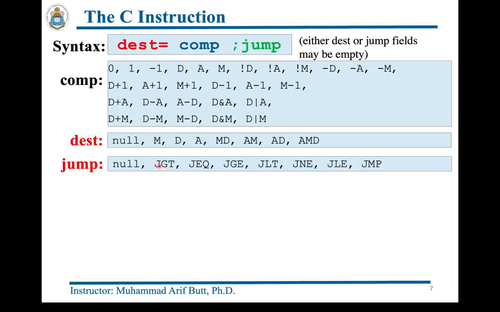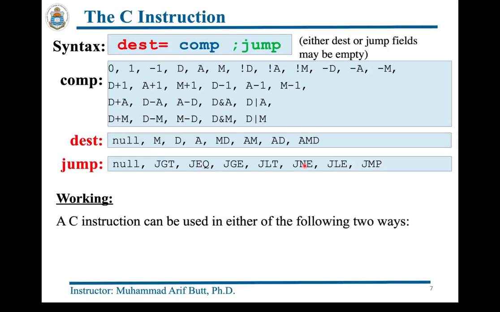For example, JGT means jump if the result of computation is greater than 0. JEQ means jump if the result of the computation is equal to 0. JGE means jump if the result of the computation is greater than or equal to 0, and so on. So to cut it short, the computation result is always compared with 0 in the case of the conditional jumps.